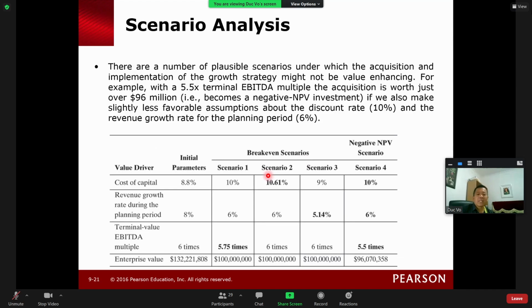In this example, when you use a different scenario, you can see that the enterprise value will be different. If I look at the three scenarios here, the first one is I use a different cost of capital. The second one is I assume a different revenue growth. But you can see that this is when they try to fix the enterprise value in order to see what the EBITDA multiple is. This is when they fix the enterprise value in order to see what the revenue growth is, and similarly for scenario number two.